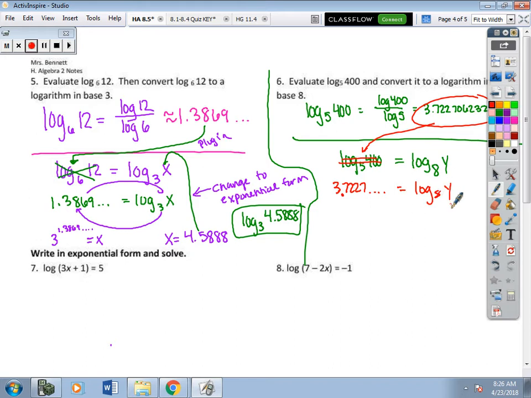And then you're going to solve out for y. So we'll change this to exponential form, take the base, raise it to the other side's power, and that will be equal to y. So this will be 8 to the 3.7227 power is equal to y.